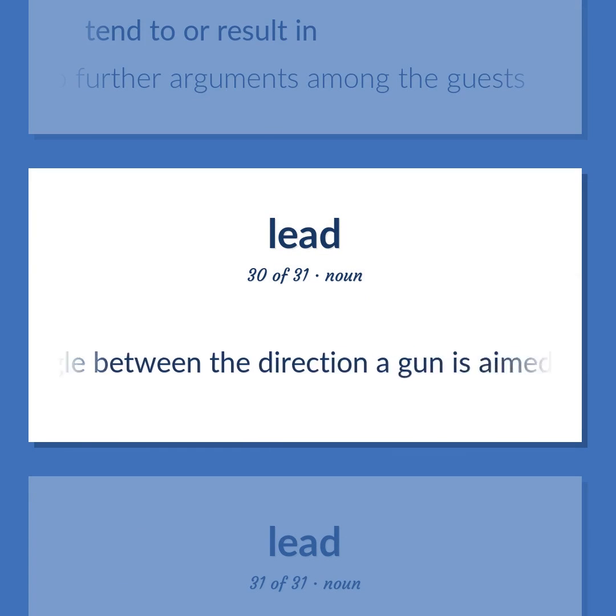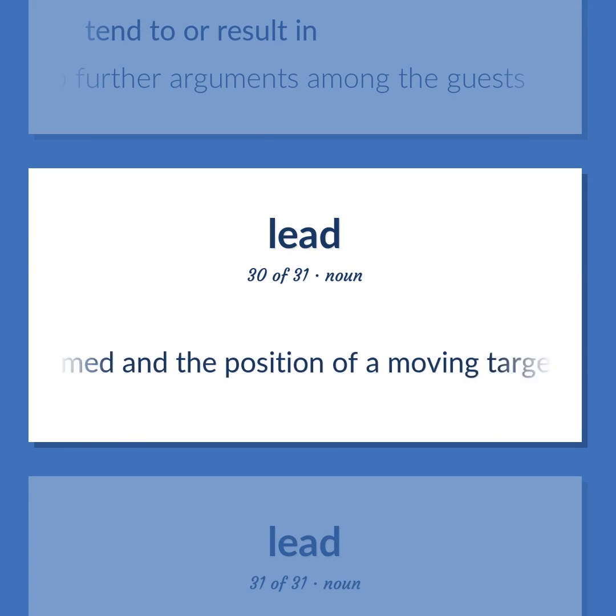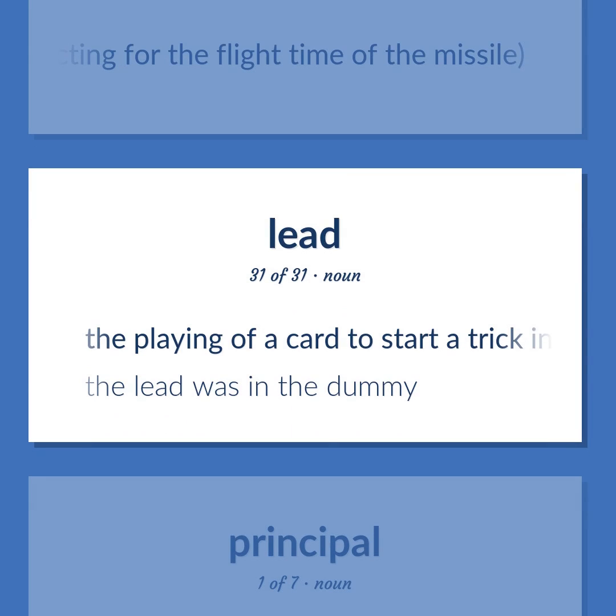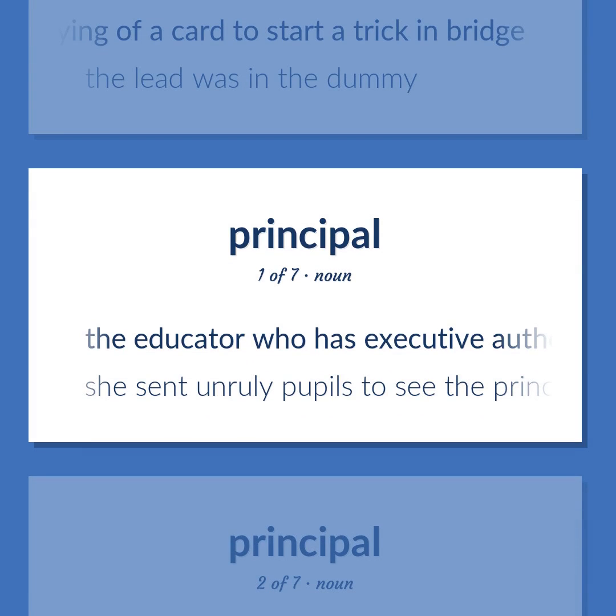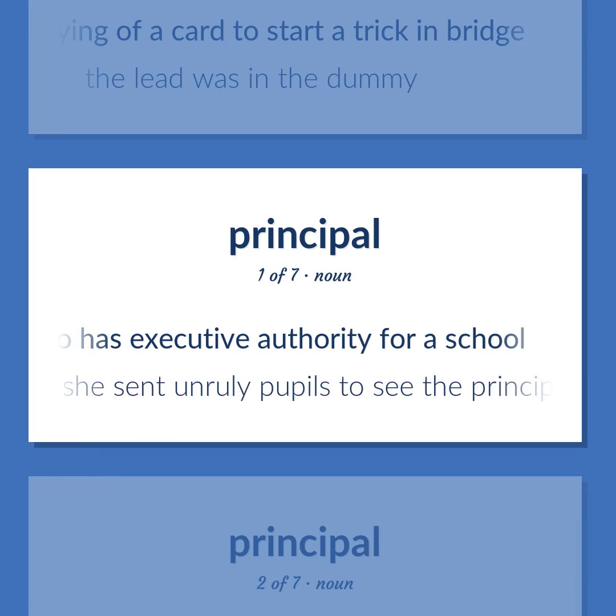The angle between the direction a gun is aimed and the position of a moving target, correcting for the flight time of the missile. The playing of a card to start a trick in bridge. The lead was in the dummy. The educator who has executive authority for a school. She sent unruly pupils to see the principal.